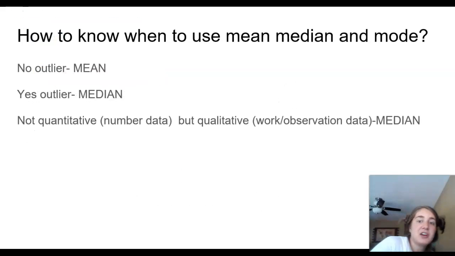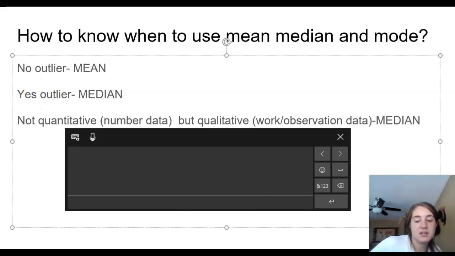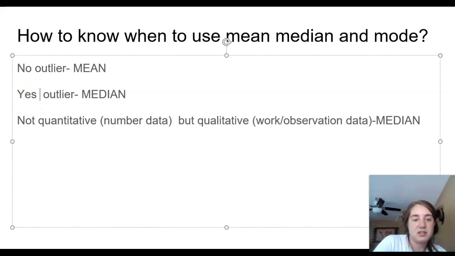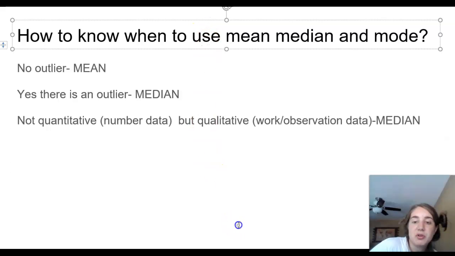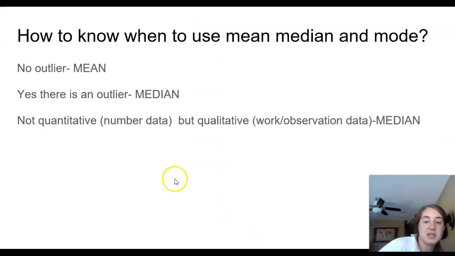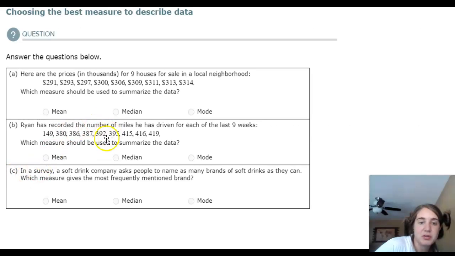What we're going to talk about is how do you know when you use mean, median, or mode to find the center of a data set. So if there's no outlier, you use a mean. If there is, yes, an outlier, then you use the median. If there's not number data, but qualitative data, you use the mode. So we're going to take a second to think through, in this example, which one would you use?